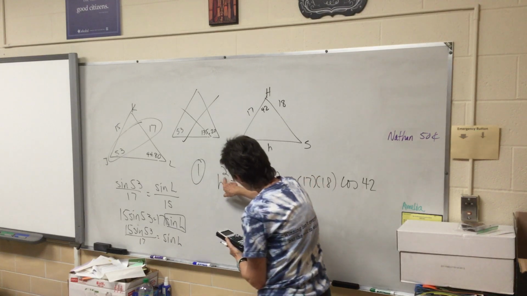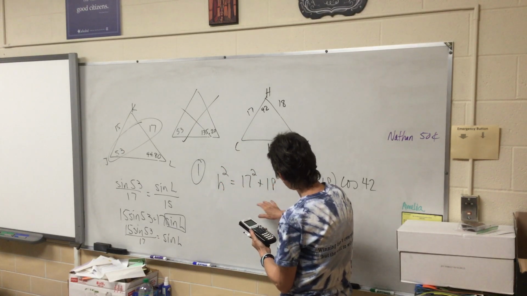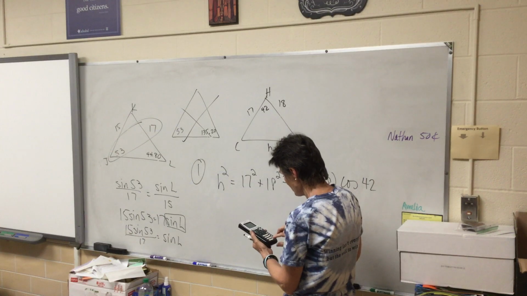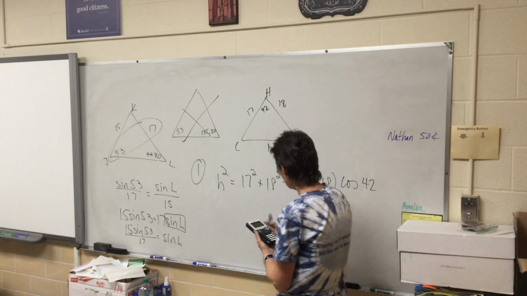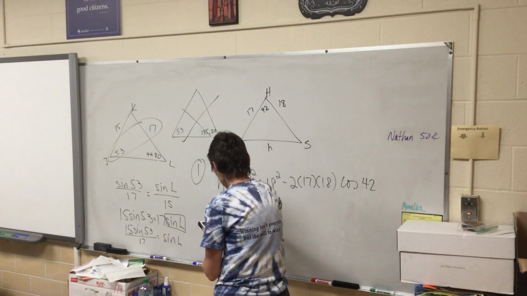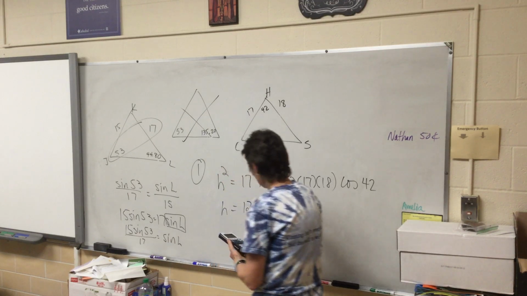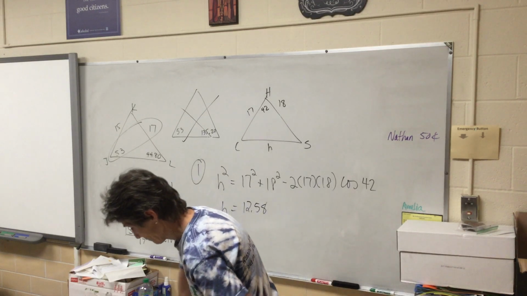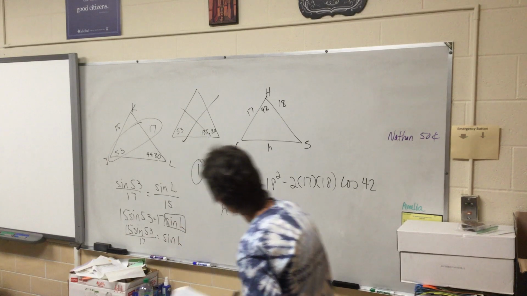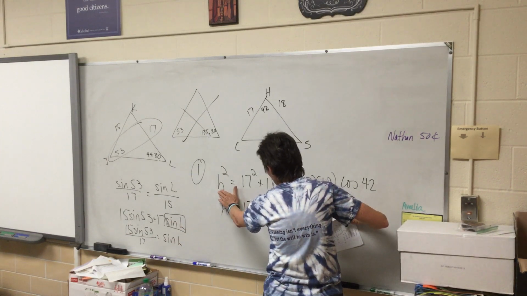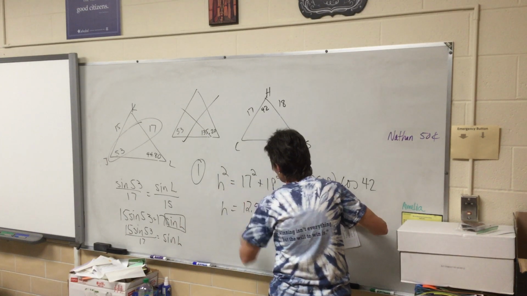Tricky thing here, remember that's h squared. So once you get all that typed in and hit equals, you have to square root it. So h is 12.58. You have to remember to square root, because in the law of cosines, this is h squared.